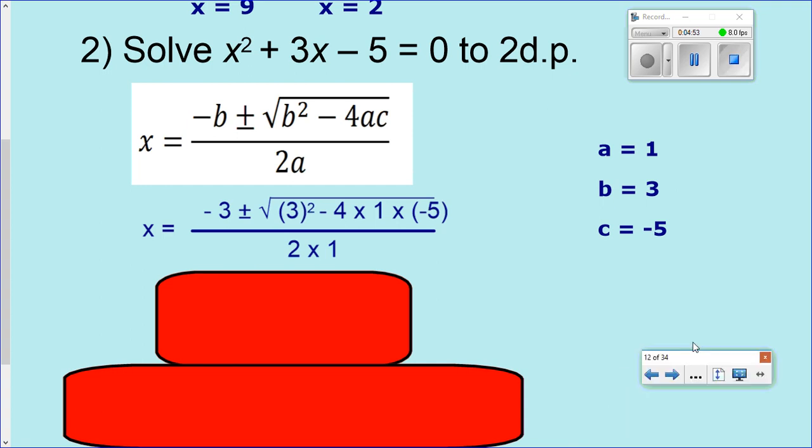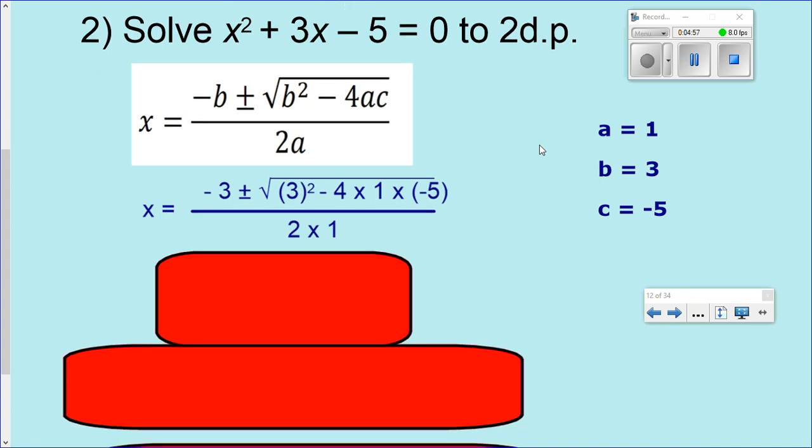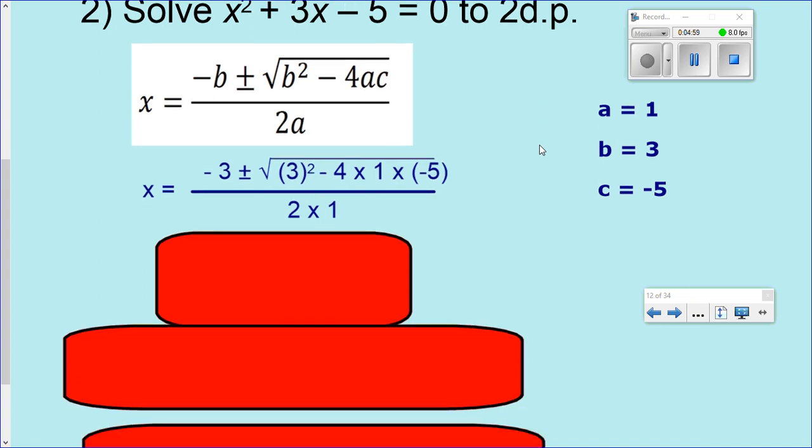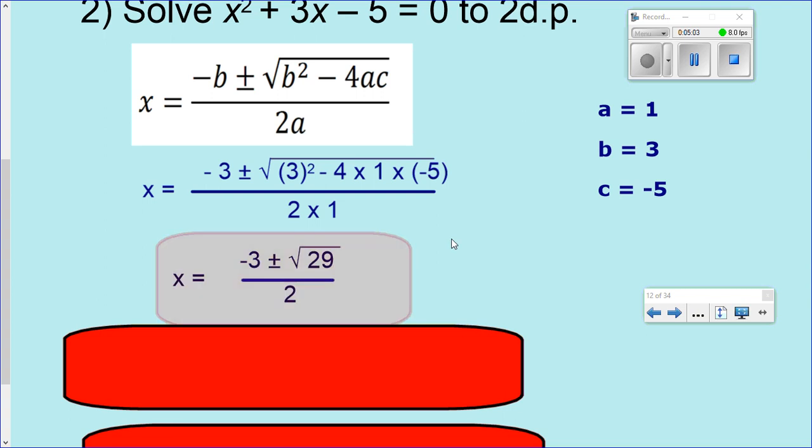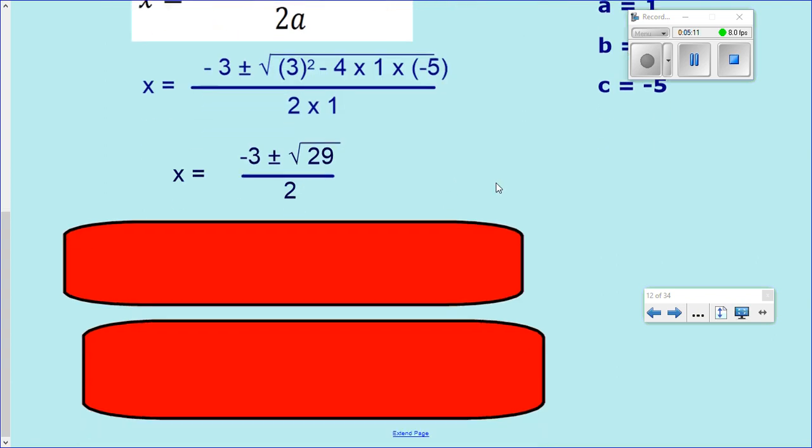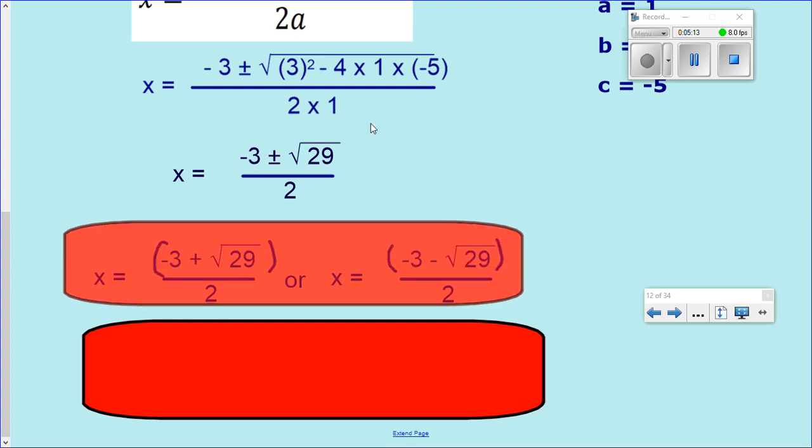Now, we cannot have a negative inside a square root. You can't just be like, oh, it shouldn't be there, so I'm just going to ignore it. So we have to make sure you always put in your negatives there. So if we simplify it, we're going to get minus 3 plus or minus the square root of 29, with those two negatives cancelling to make a positive. And then we're going to split them up.